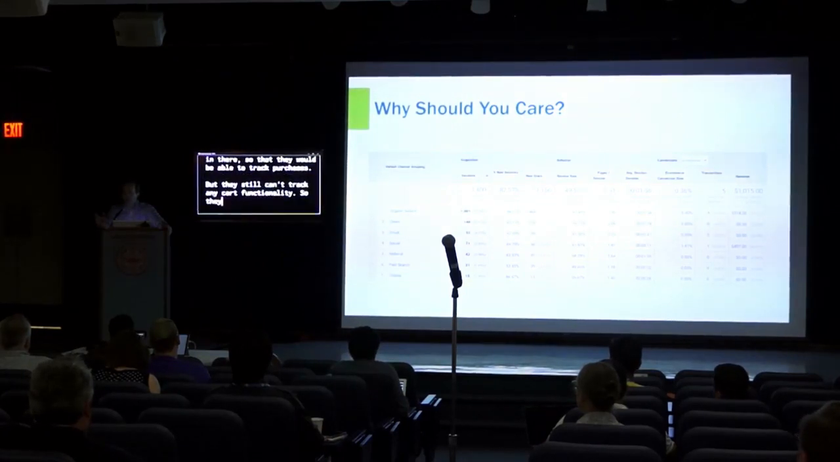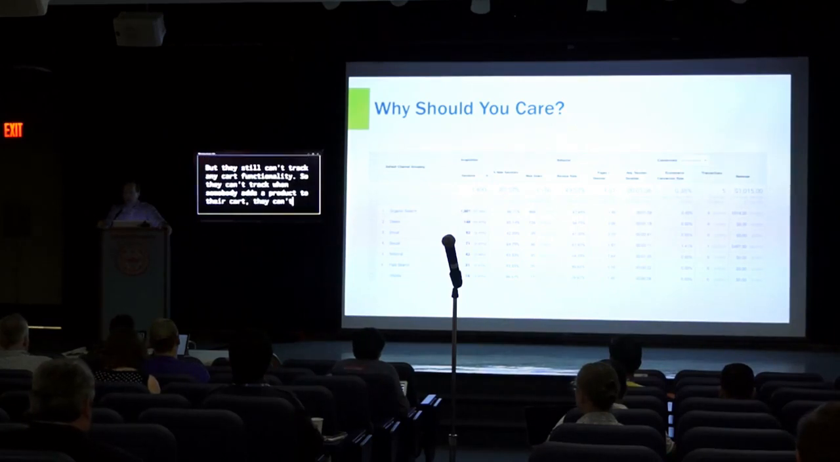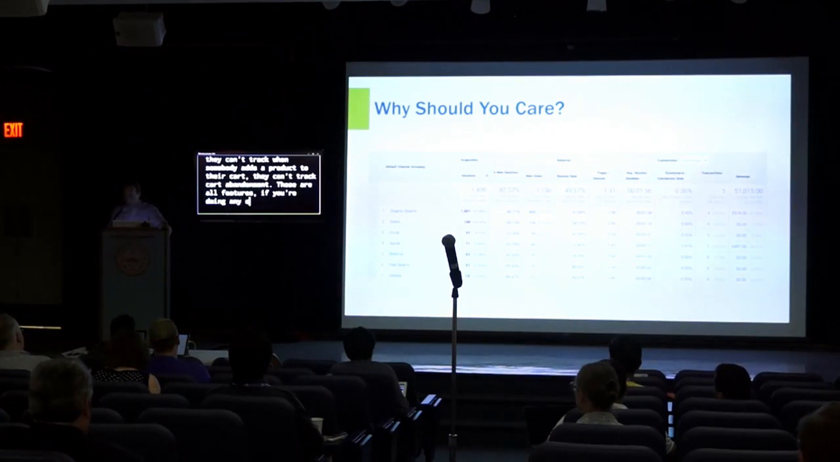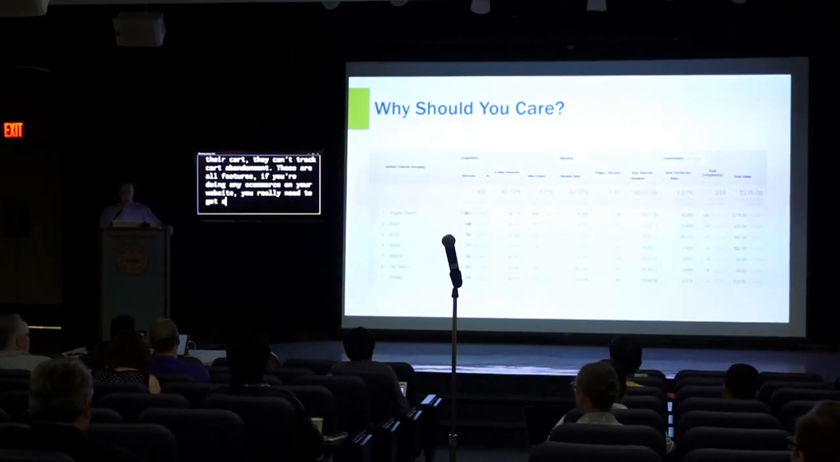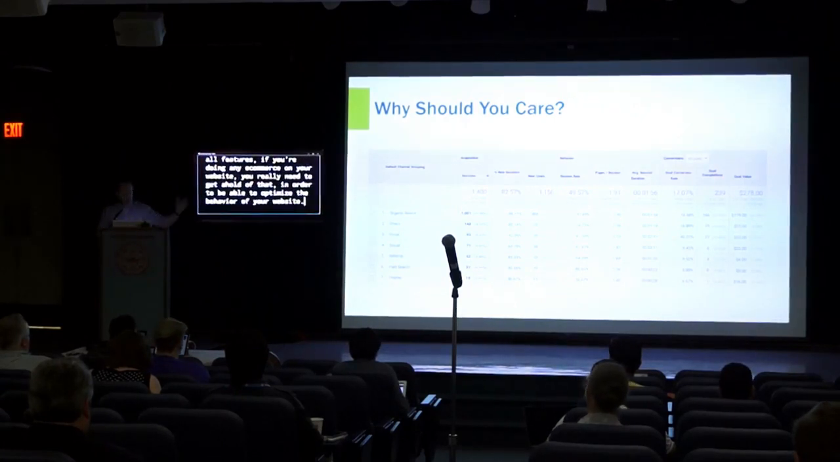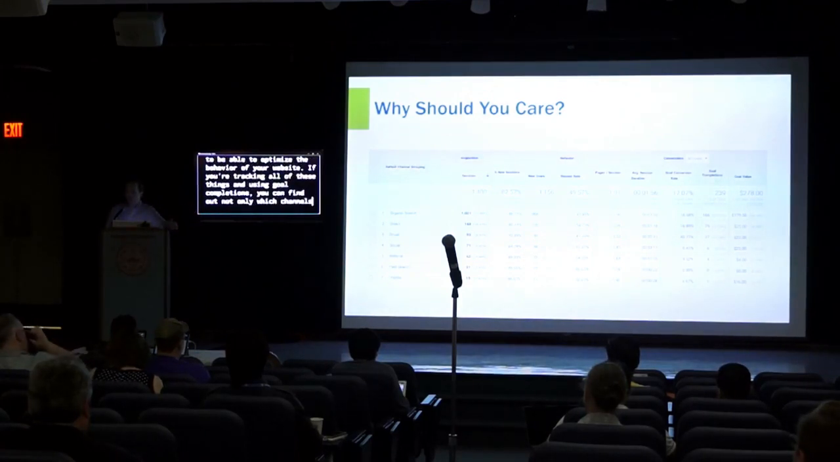So they can't track when somebody adds a product to their cart. They can't track cart abandonment. Those are all features. If you're doing any e-commerce on your website, you really need to get a hold of that in order to be able to optimize the behavior of your website. If you're tracking all of these things and using goal completions, you can find out not only which channels are selling the most product, but which ones are achieving the goals that you want on your website.